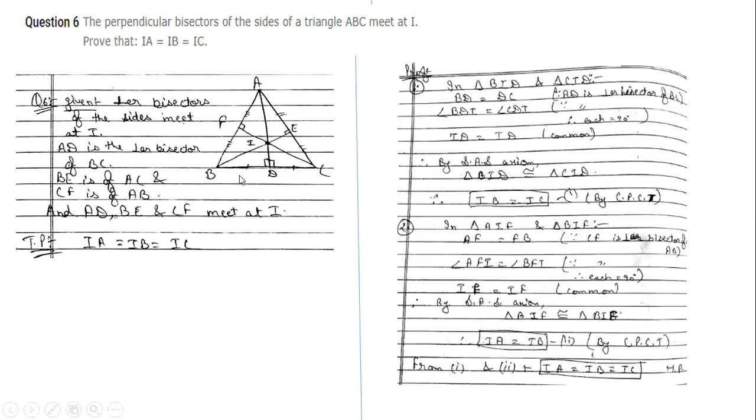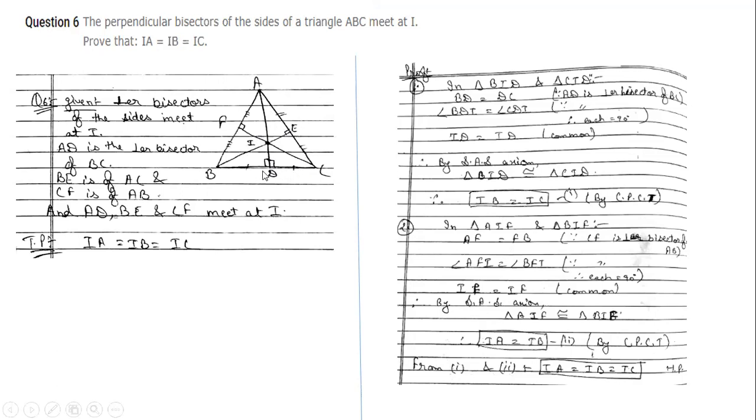Now take a triangle ABC. Draw the perpendiculars AD on BC, BE and CF. If these are perpendiculars, that means these are making 90 degree angles. But it is not perpendicular only. The question demands perpendicular bisector. Perpendicular bisector. That means AD is perpendicular also and D is the midpoint of BC. That means it divides this BC into two equal parts.